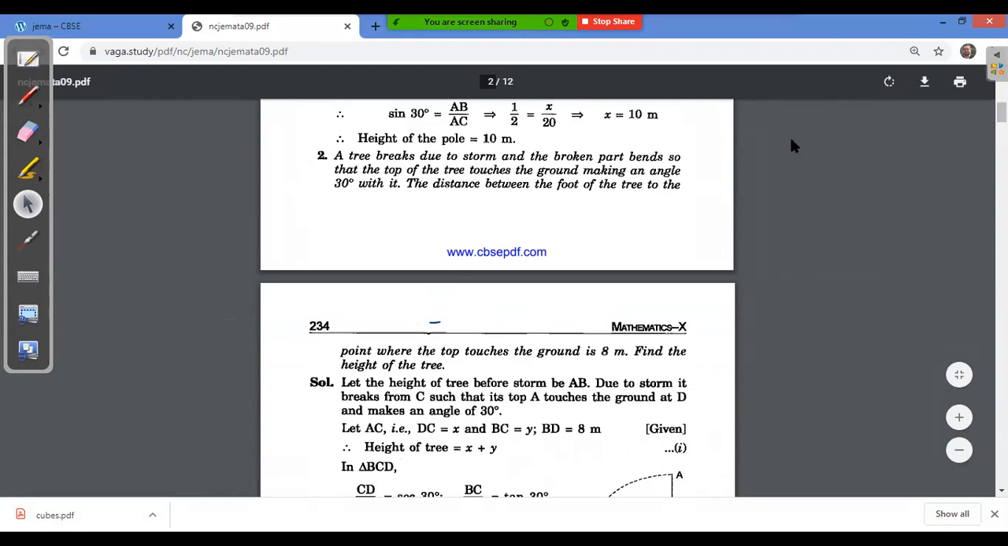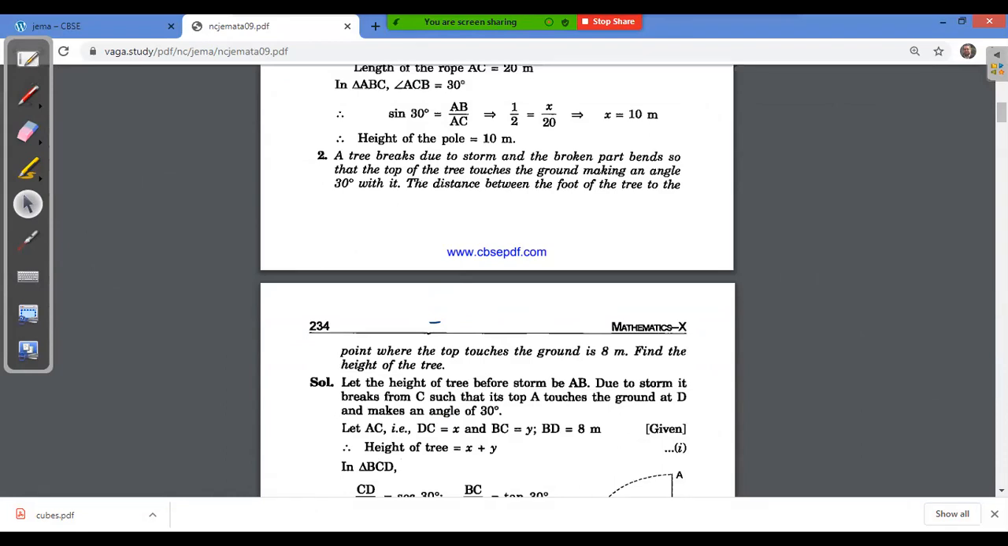So that's our question. What the question says is that initially there is a tree which is broken due to a storm. So let me make the figure for you. This is a tree, and what has happened is at some point which we do not know, the tree has broken and fallen down. And the top is now touching the ground. Okay, so that's our figure. So the original height of the tree has to be found out. We do not know what is the height of this tree.